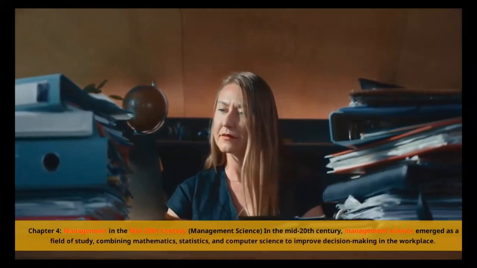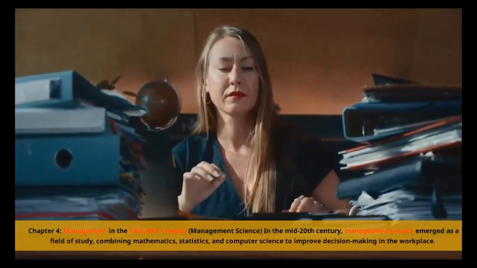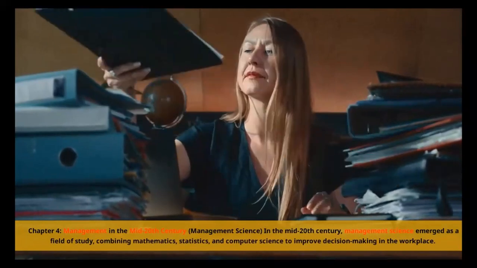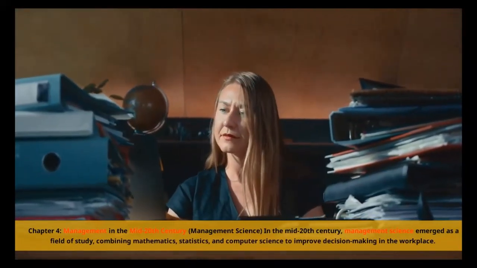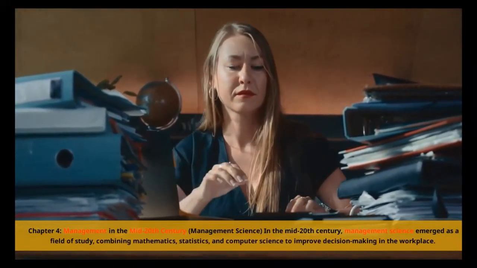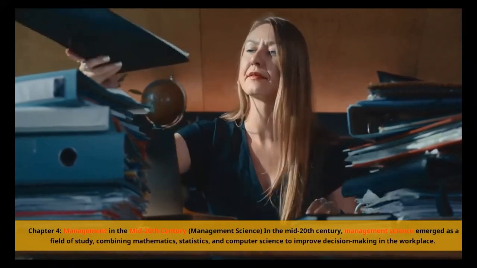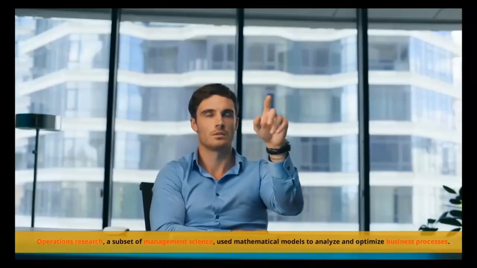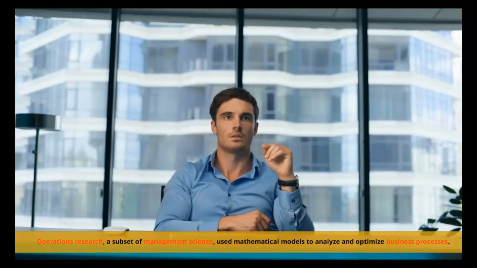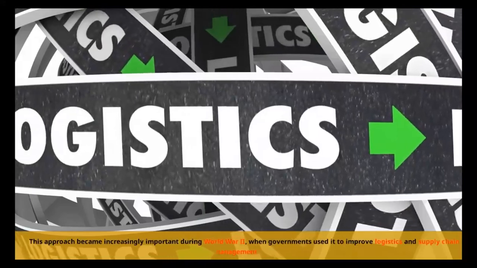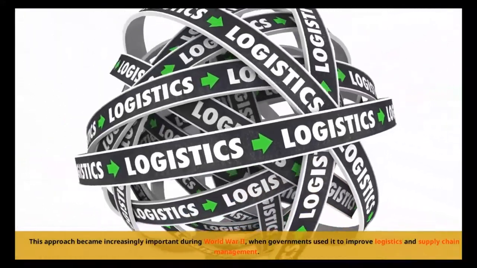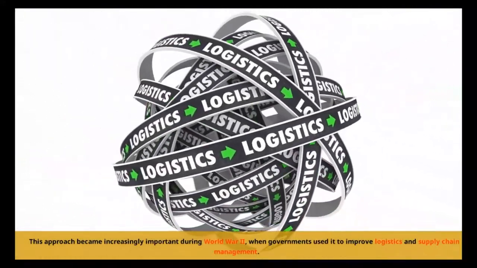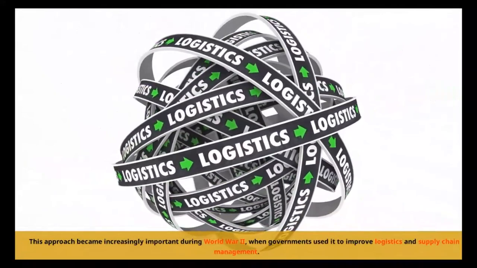Chapter 4. Management in the mid-20th century. Management science. In the mid-20th century, management science emerged as a field of study, combining mathematics, statistics, and computer science to improve decision-making in the workplace. Operations research, a subset of management science, used mathematical models to analyze and optimize business processes. This approach became increasingly important during World War II, when governments used it to improve logistics and supply chain management.